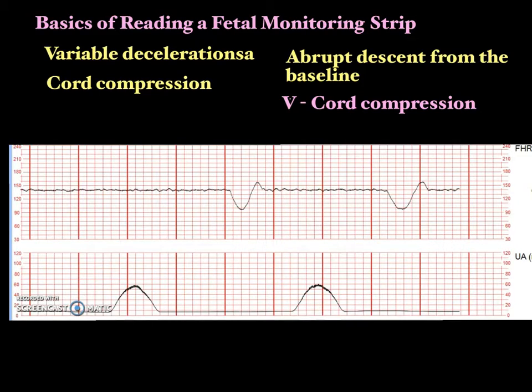And I'm going to try and sort of make another variable on the strip so that you can see they sometimes look like a check mark. They can have these shoulders, or they can look like a U, or they can look like a W. Those are all sort of things that the variable can look like. But the big tip off to that is that it's an abrupt descent from the baseline. You are not going to have this gradual slowing down. You cannot still call it a variable. But that is what a variable deceleration is.